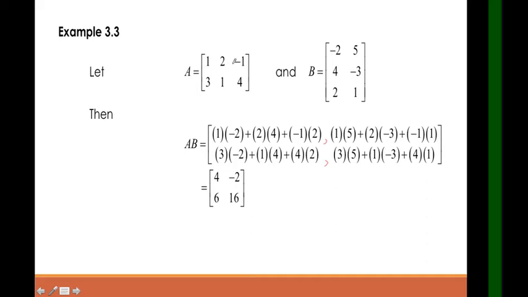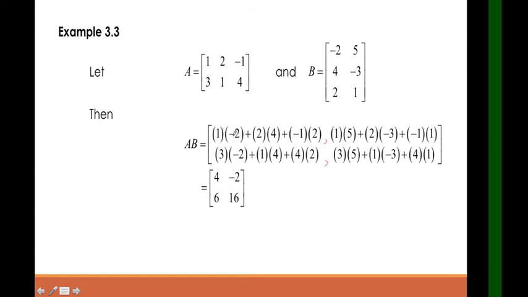Then the next one, we are still here, but on the next column. 1 times 5, 2 times negative 3, negative 1 times 1. Earlier it was the first row and first column; this one is the first row, second column, so we are still in the first row. Next one, second row, first column. So, 3 times negative 2, 1 times 4, 4 times 2. And then 3 times 5, 1 times negative 3, and 4 times 1. Then after that, we multiply and add the products of these.